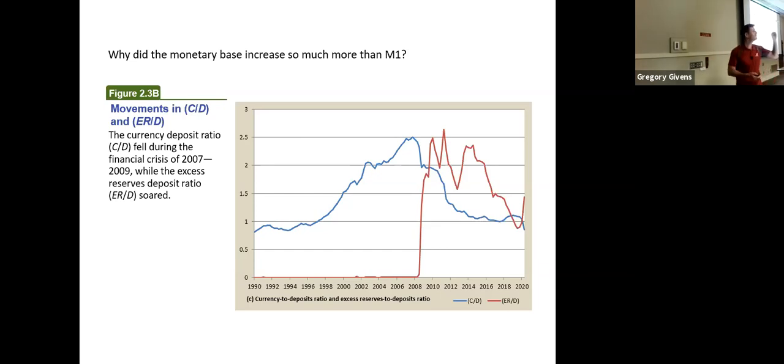So the reason why the money supply and probably also inflation did not explode during the financial crisis is because the money multiplier was falling even as the monetary base was expanding. And so the money supply didn't increase by more than this explosion in the monetary base. And that's because banks were holding huge amounts of excess reserves. And by the way, they're still holding a lot of excess reserves.